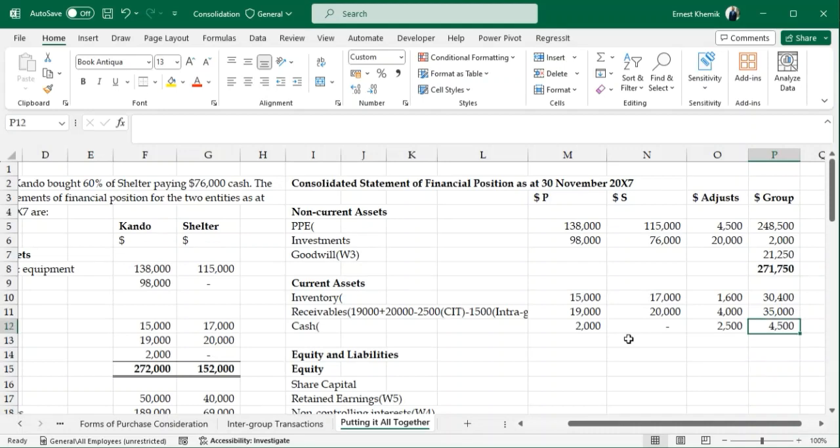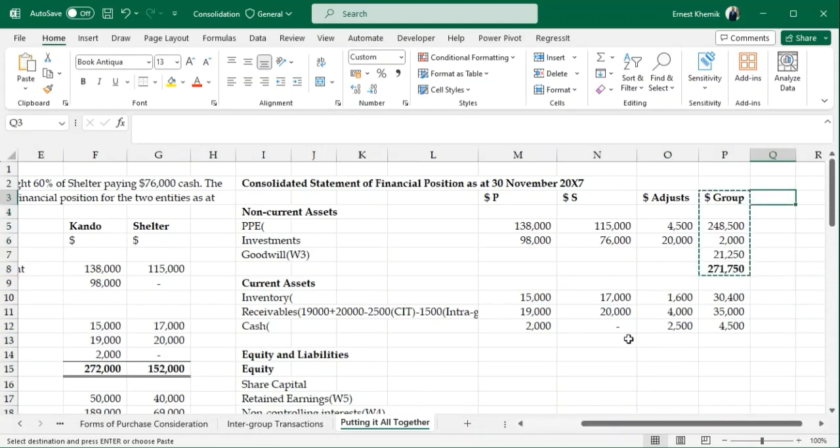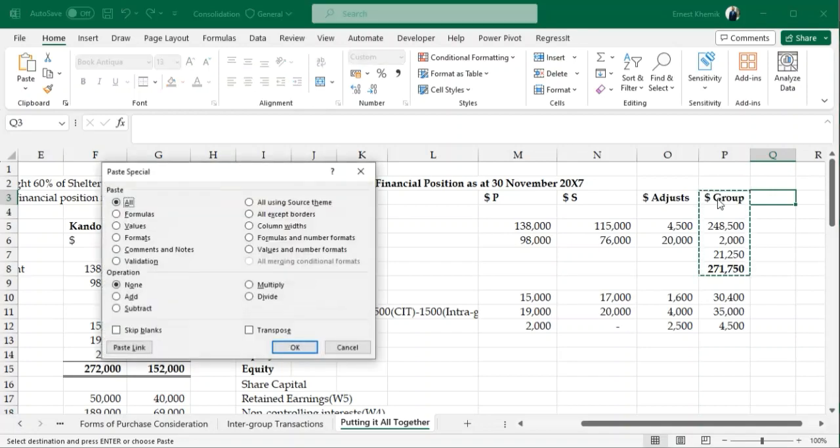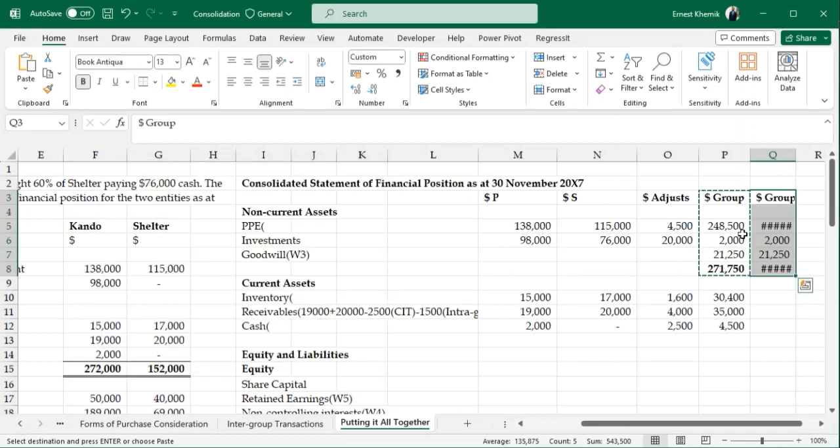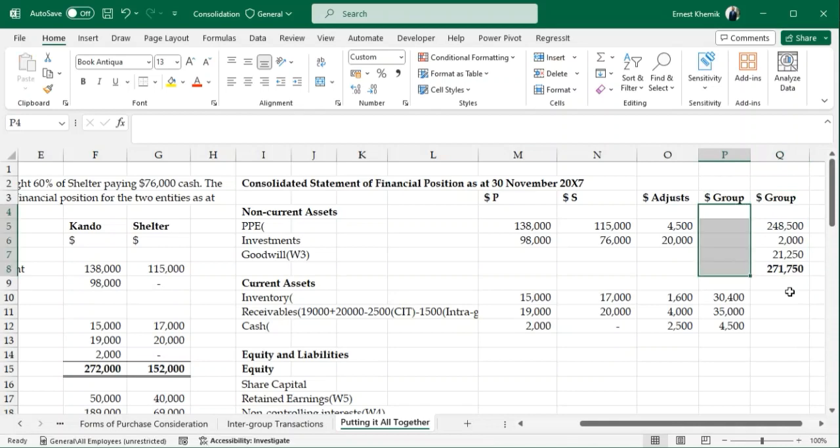So to make the presentation nicer, I'm going to create a copy of this. So I'm going to copy this, come here, and then paste it special as values. So I'll come here and paste it so that it doesn't copy the formulas I have already used. So let me expand this to get my figures there, and then I can delete these to make the presentation nicer.